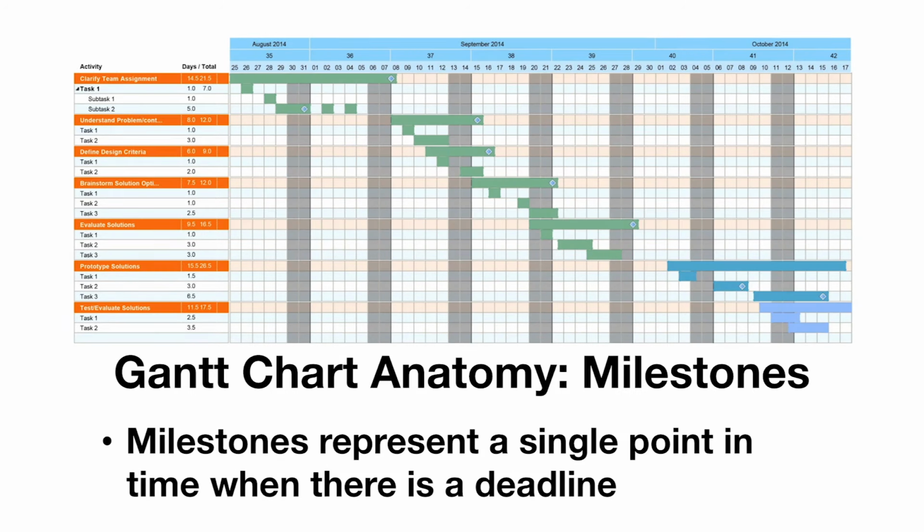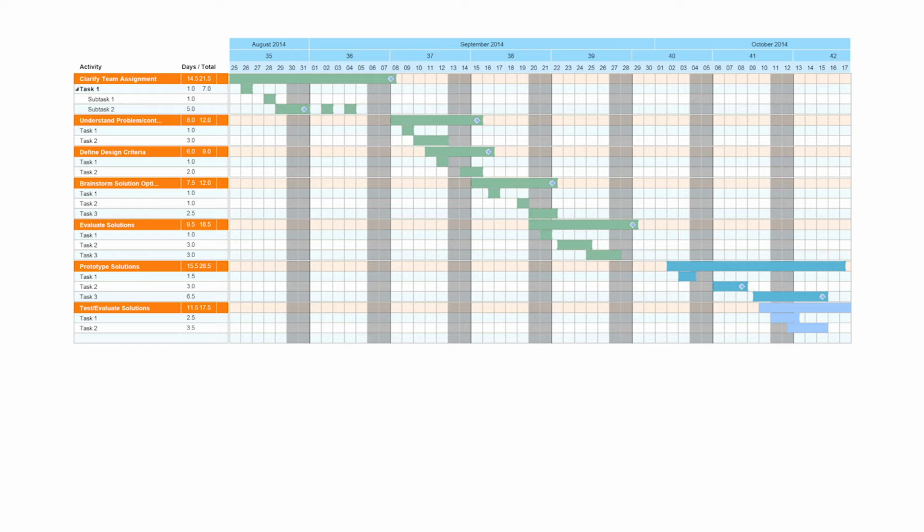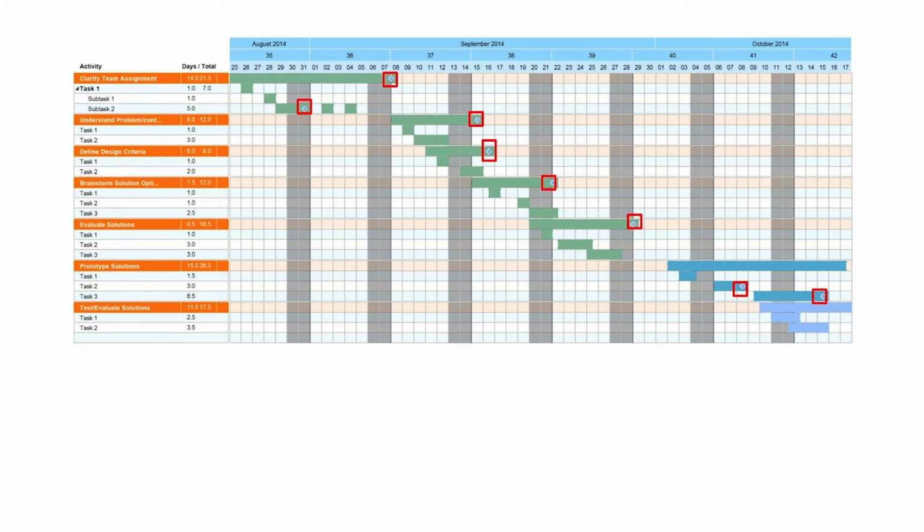Milestones represent a single point in time where there is a deadline. This deadline might be a deadline for a class, a meeting with your boss, or a time when a report is due. Usually, all activities in a Gantt chart prior to that milestone deadline need to be completed prior to that deadline. In this Gantt chart, a milestone is represented with a diamond, but it can be represented in a variety of ways depending on the software package chosen.